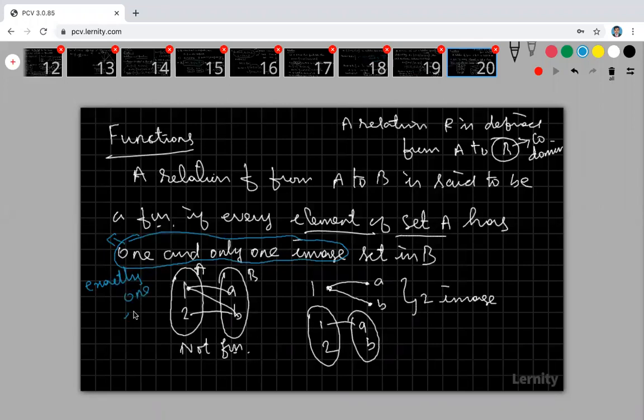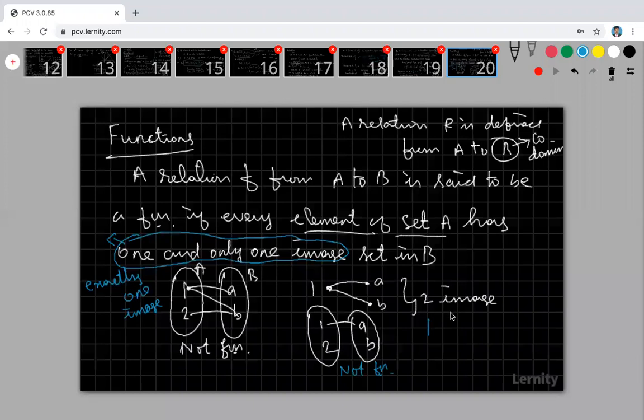Exactly one image. That means exactly related to one element. Here, my one is related to more than one element, not a function. Here, my two is not at all related to any element, not a function.